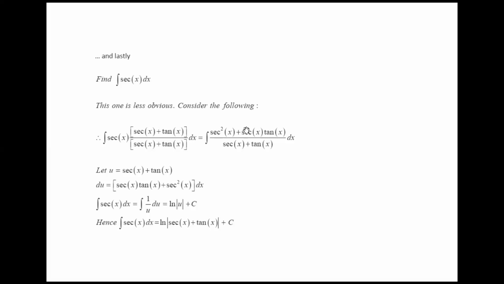Okay. So what I'll do here is just simply substitute in for this u. And for this, I'm going to put u. And for this, I'm going to put du. 1 over u du, which is ln of u. So that means, since this u is the secant of x plus tangent of x, there's your answer. That's the antiderivative of the secant of x.